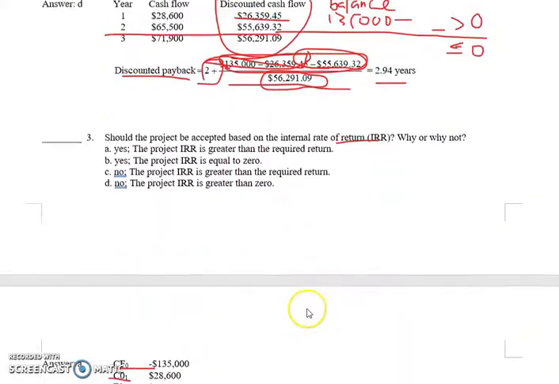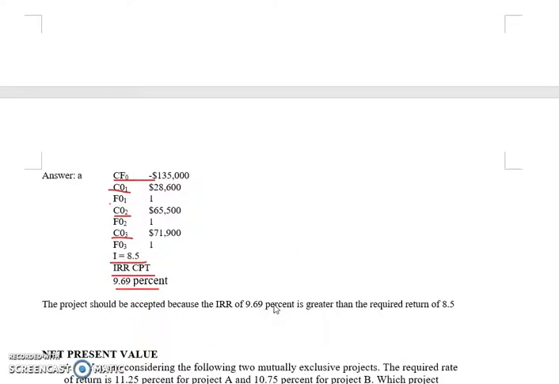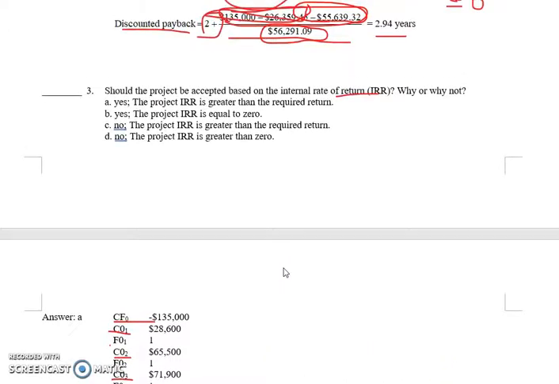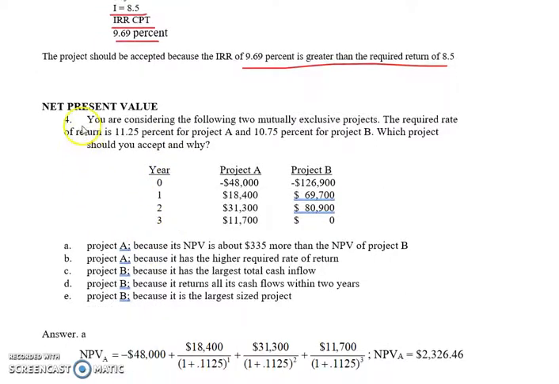Also, we know the required return is 8.5%. So IRR is greater than the required rate of return. So we should accept. The answer is what? The answer is A. The project's IRR is greater than the required rate of return. So the answer is yes.